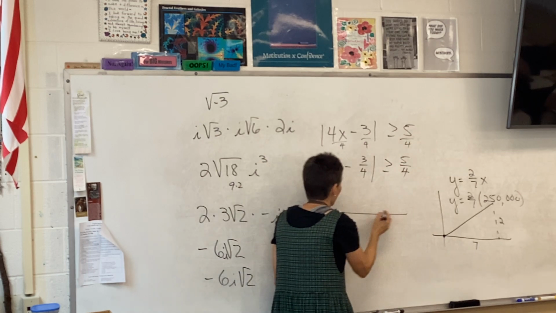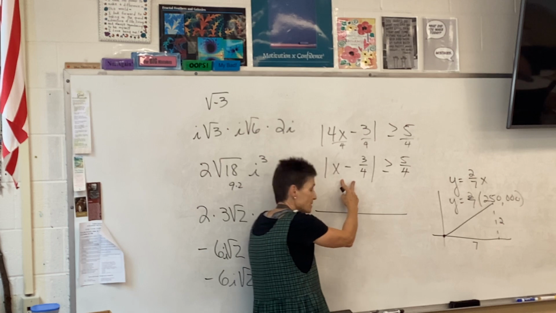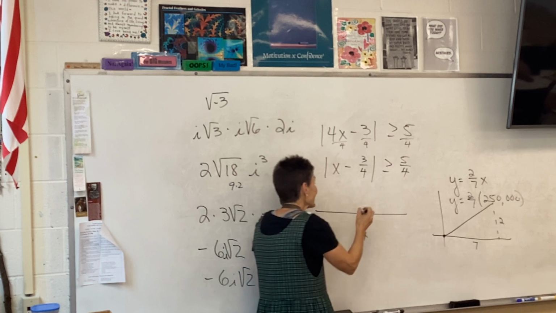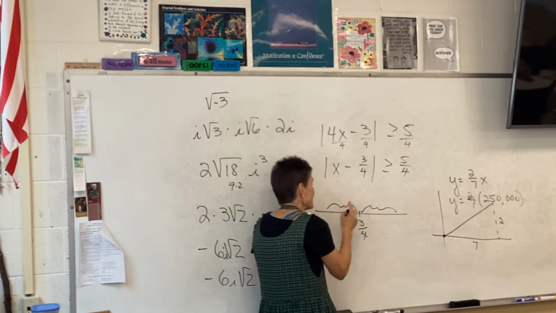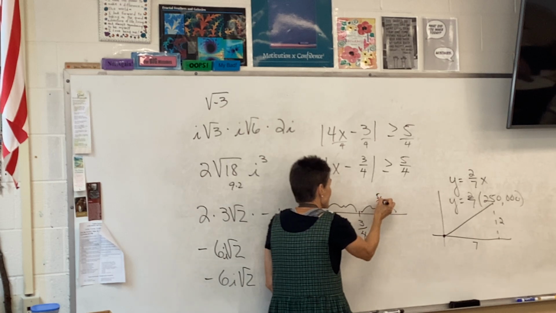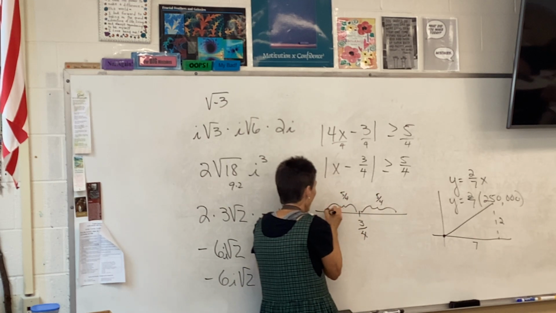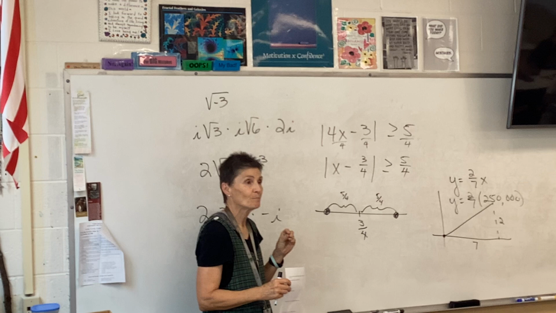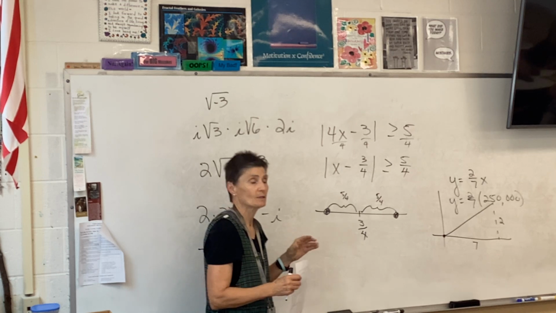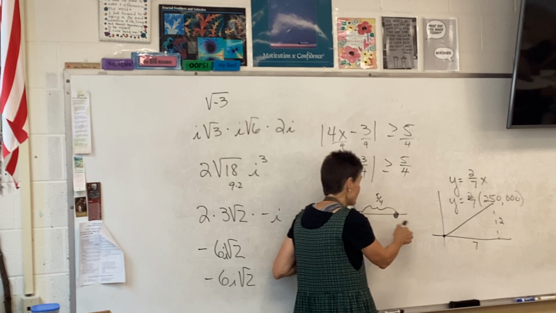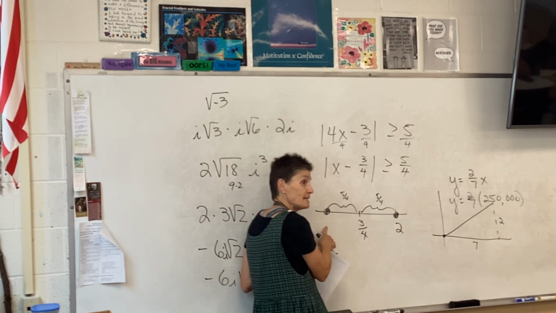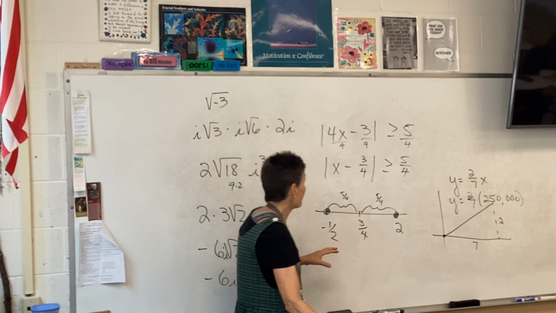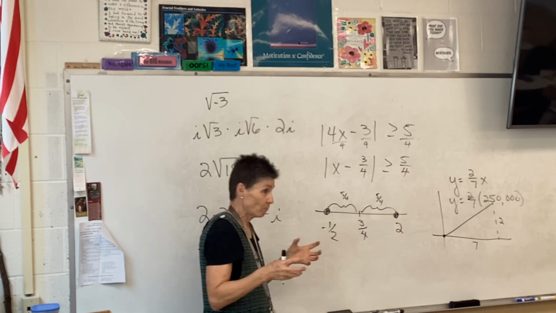And then I'm going to recognize that this is the distance between some number and 3/4. And that distance can be either direction from my 3/4, and it has to be 5/4. So what are these 2 points that are exactly 5/4 away from 3/4? Well, this would be 8/4, which is 2, and this would be negative 2/4, which is negative 1/2. Those numbers are exactly 5/4 away.